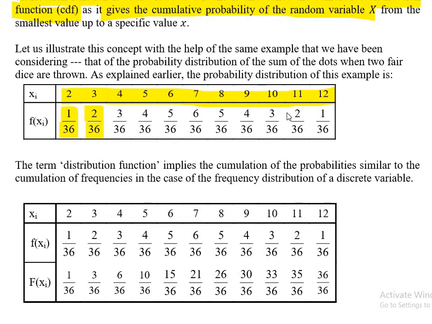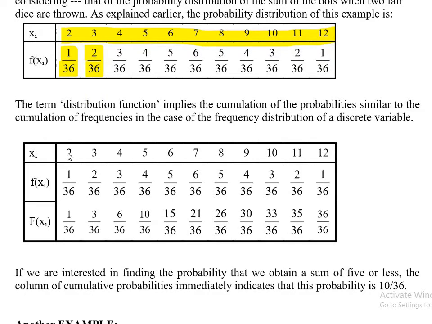Now, if you want to calculate the distribution function, first of all, we will calculate the cumulative probabilities of all these numbers, right? So if small f(xi) is the probability, then capital F(xi) is the cumulative probability. The first one remains as it is, you see. But then we add this number and write it here. So that will be 3 by 36. You see, 1 by 36 plus 2 by 36 is 3 by 36. So this is added here and carried over.